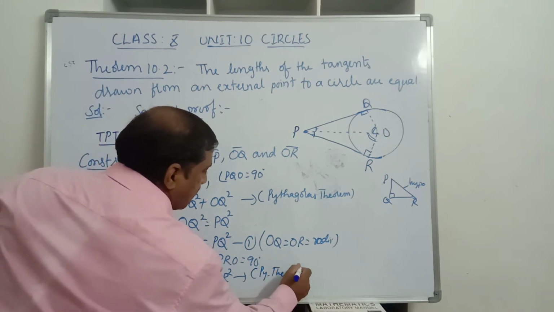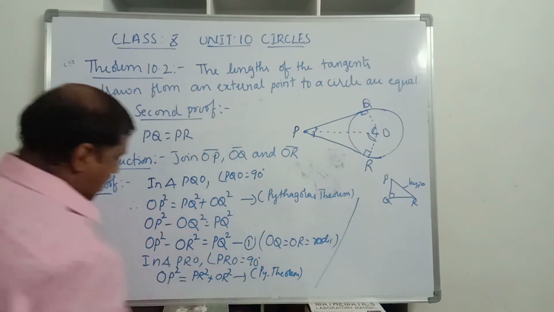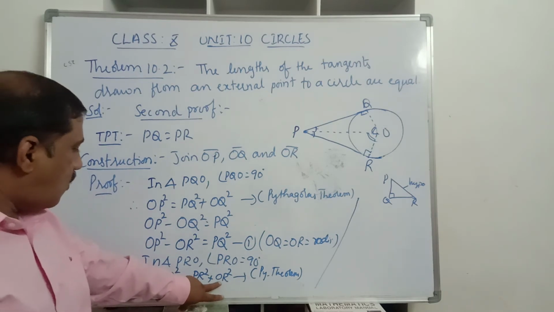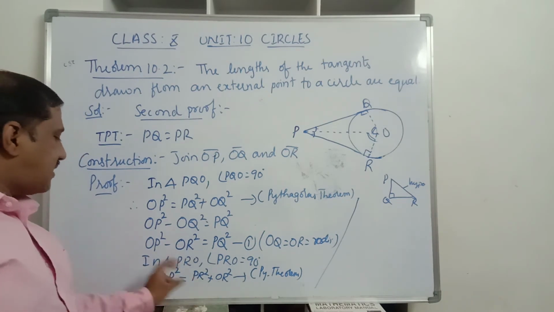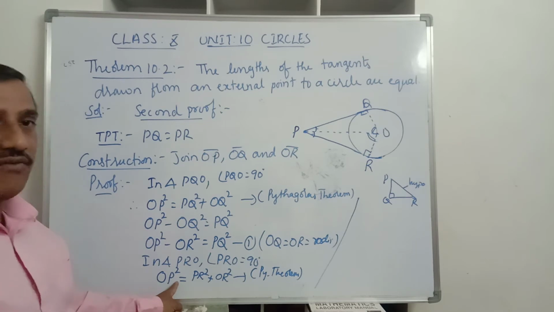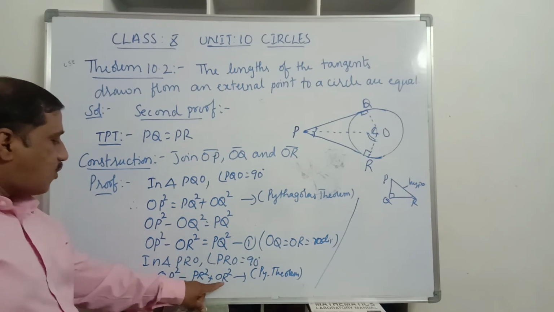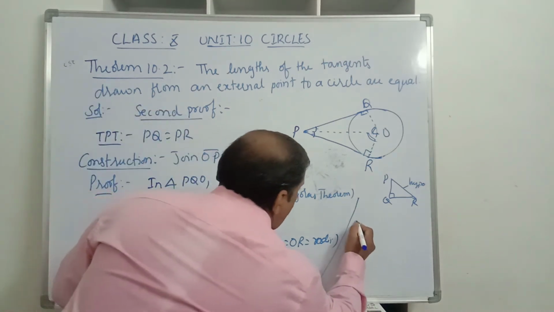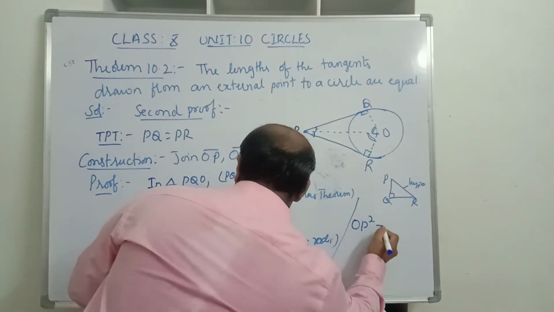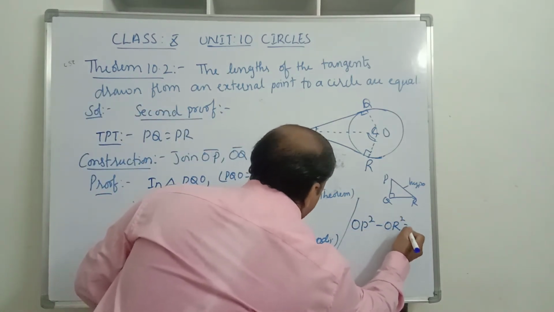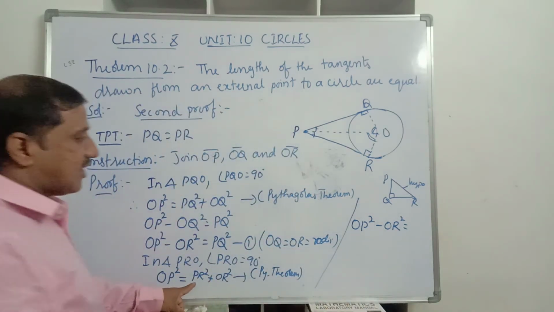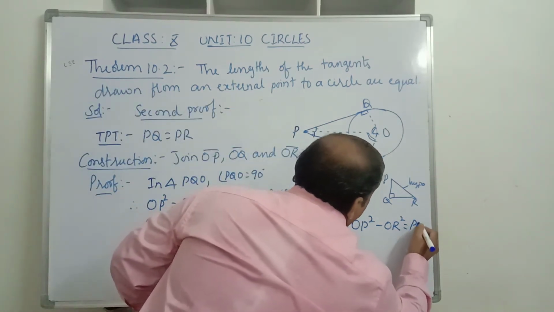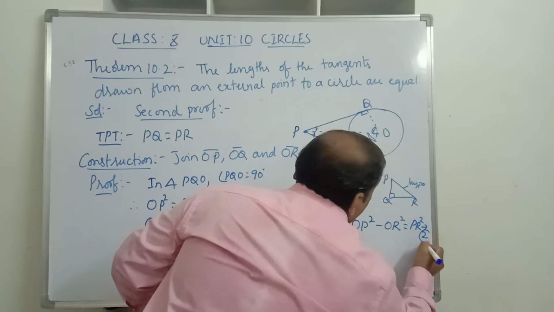Now from this theorem, transpose OR square to the left hand side, where it becomes minus OR square. Therefore, OP square minus OR square is equal to PR square. Take this as equation 2.